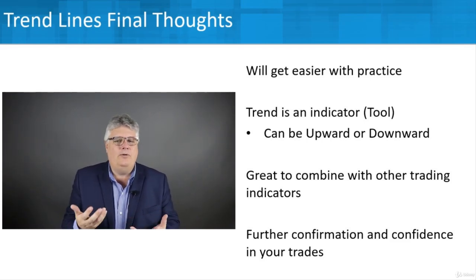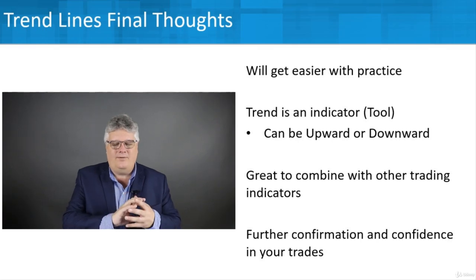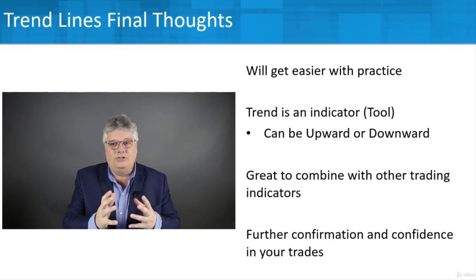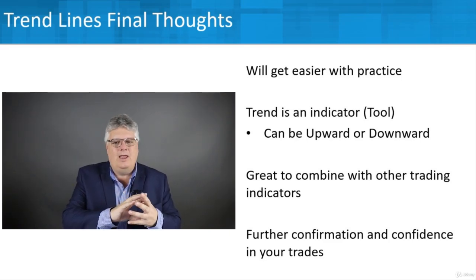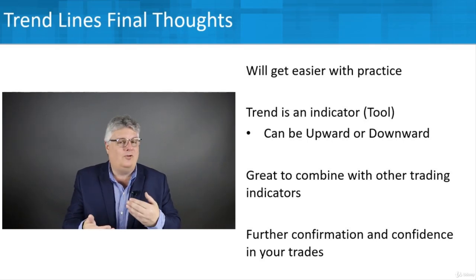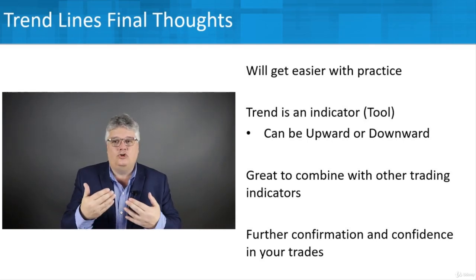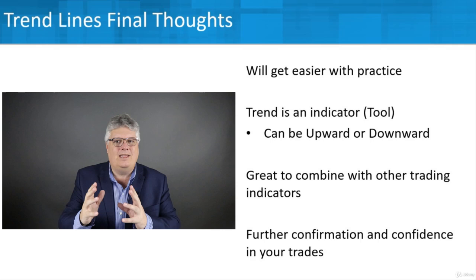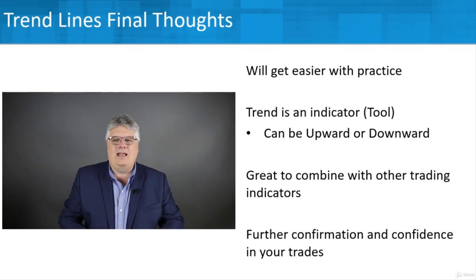And it's great to combine with other trading indicators. So if you have an upward trend, you could use another indicator like a moving average crossover, Bollinger Bands, lots of different indicators out there that we're going to learn about, or candlestick patterns, for example. That'll help give you further confirmation and confidence in your trades, and also confirmation that you've drawn the trends correctly, and that it's all making sense and working out and being as predictable as anything can be.